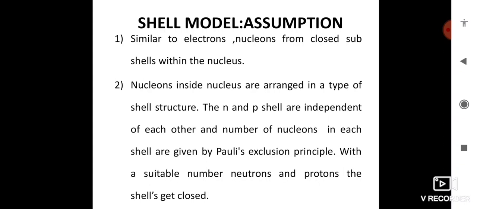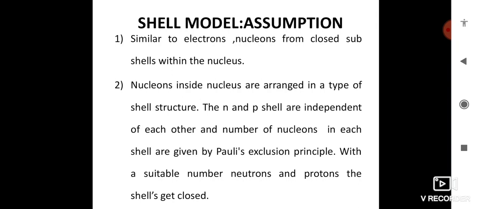Then closed shells are obtained whenever the number of nucleons equals the magic numbers 2, 8, 20, 28, 50, etc. This shell structure applies to both neutrons and protons separately. Therefore, the shell model treats nucleons individually.